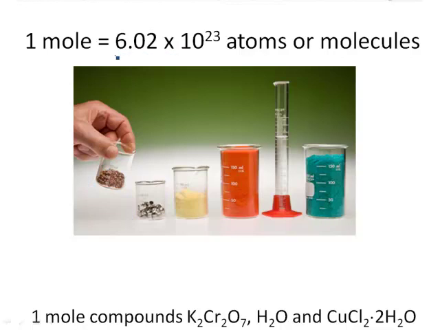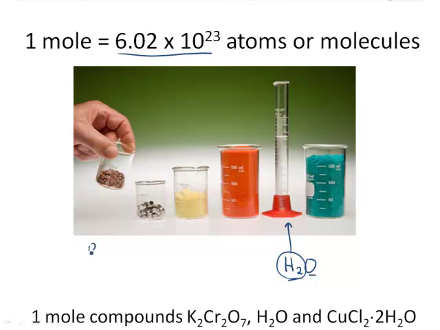Looking at the compounds, let's look at water first. This is a sample of water. It contains 1 mole of water, which means it contains 6.02 times 10 to the 23rd water molecules. Remember, the water molecule has the formula H2O. So what that means is each molecule has 2 hydrogens and 1 oxygen atom. So that means that this sample, which contains 1 mole of water molecules, contains twice that number of hydrogen atoms, because each molecule contains 2 hydrogen atoms.